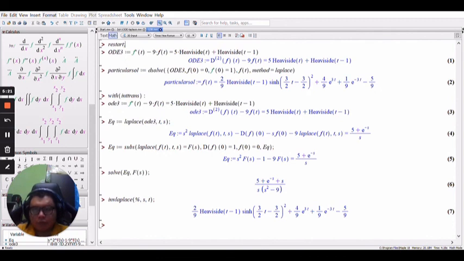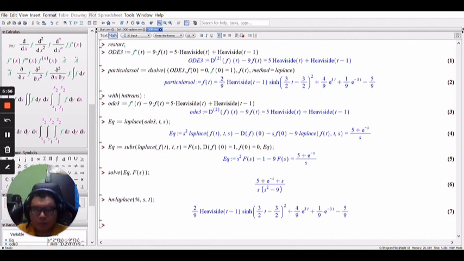Next, we solve this equation for F(s). So F(s) equals 5 plus exponent negative s plus s, over s times (s squared minus 9). So we inverse Laplace this to get f(t). So inverse Laplace percent, where percent is the latest output, F(s).